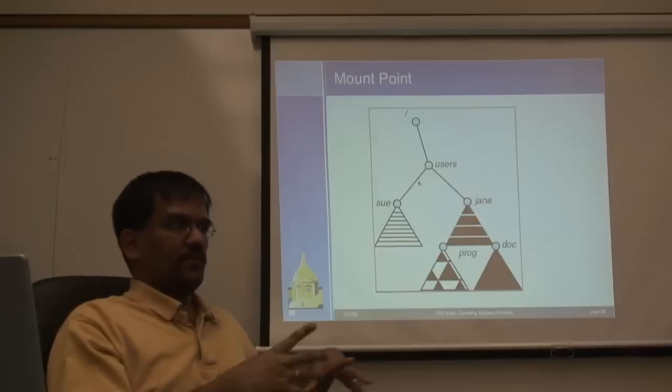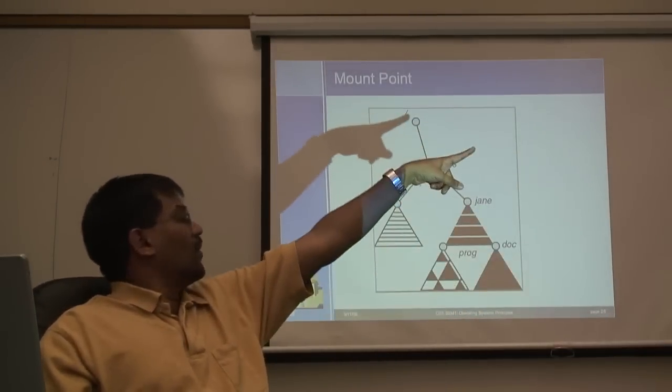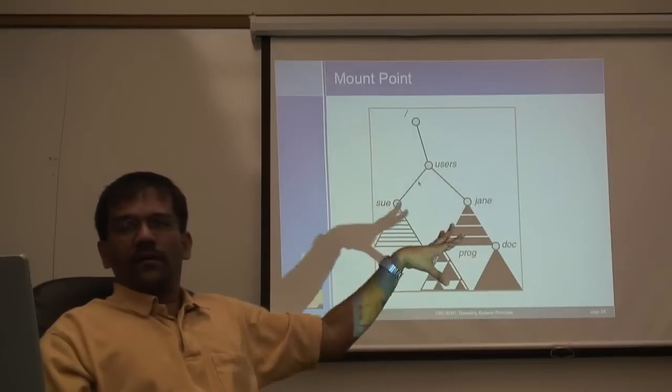Whereas in Unix, it has to mount at some point, so it always looks like you have one global slash and whatever you want resides under that.